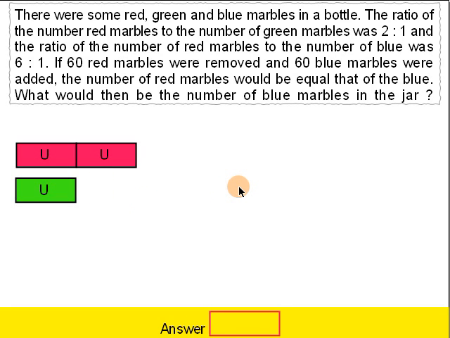And then the ratio of the number of red marbles to the blue marbles was 6:1. That means red is 6 parts also. Alright, and then out of 6 parts, 1 part belongs to blue. Then if 60 red marbles were removed and 60 blue marbles were added, the number of reds would be equal to the number of blue.